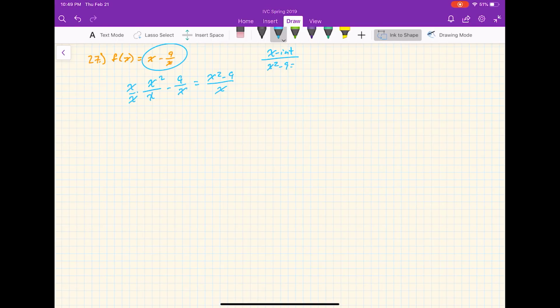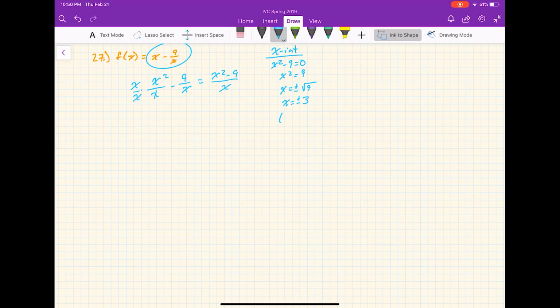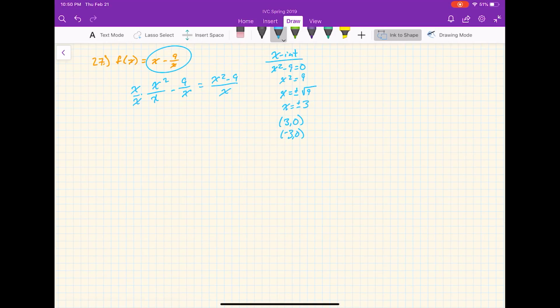But to find our x-intercepts, we can just do it this way, where we have x squared minus 9 equals 0, which means x squared equals 9, which means x is equal to plus or minus the square root of 9, and that means x is plus or minus 3. So our x-intercepts are (3, 0) and (-3, 0). Again, that's just setting our numerator to 0 and then finding our x-intercepts.